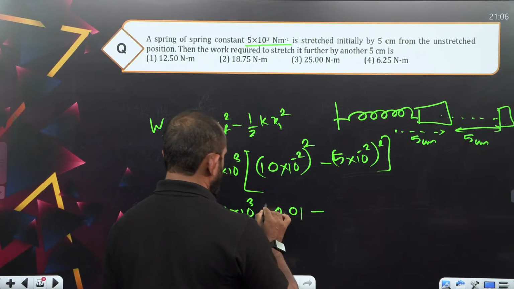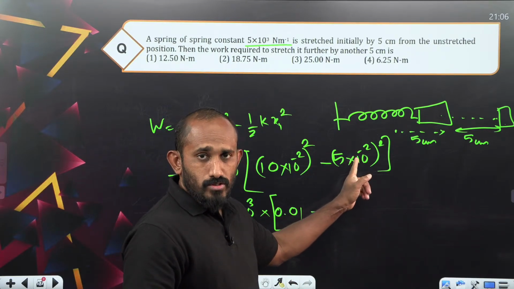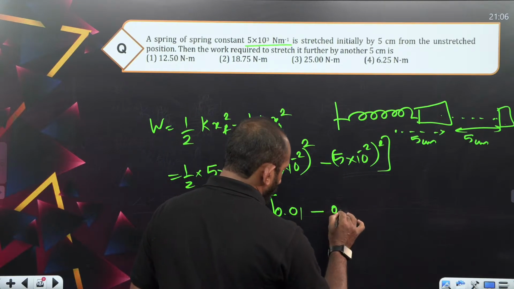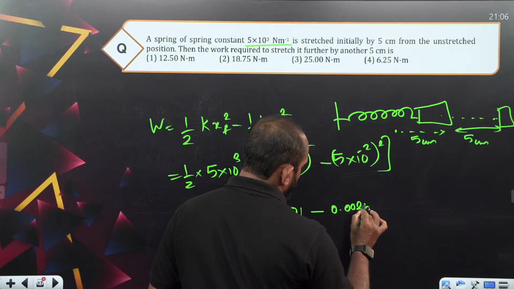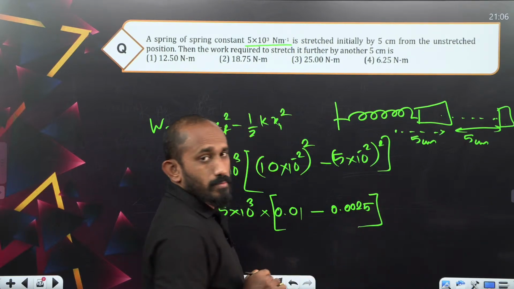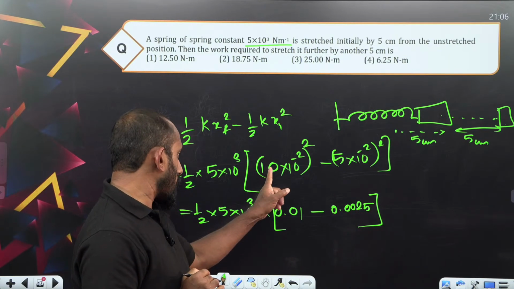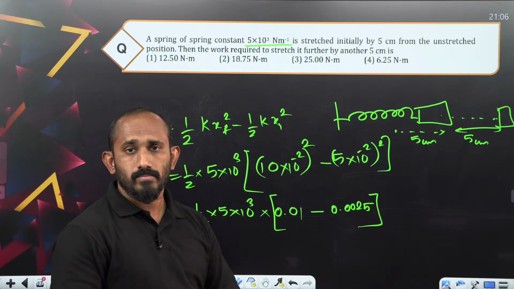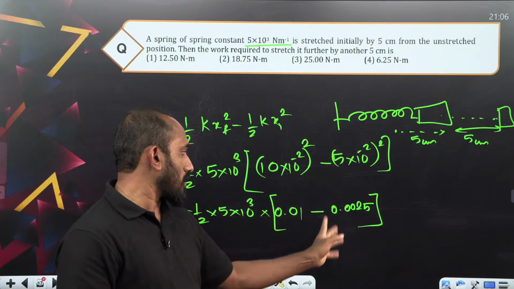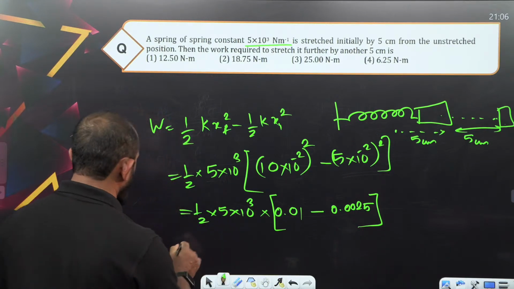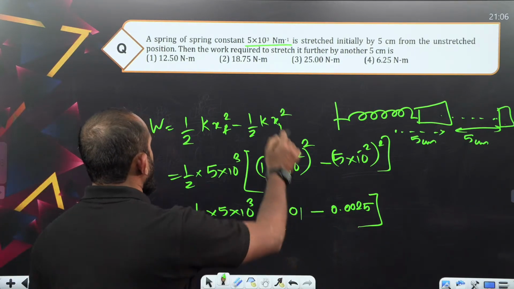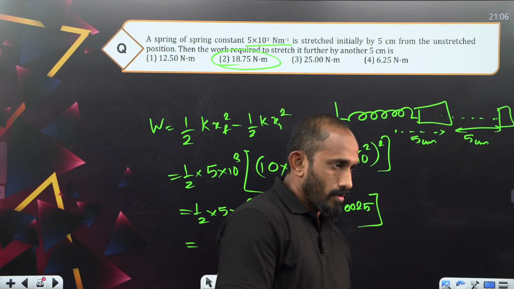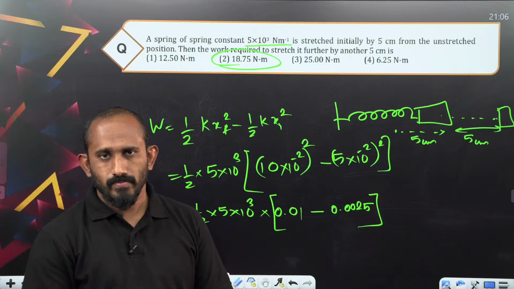Then minus of 5 into 10 to minus 2, the whole square we have to do. So 5 square is 25, so it will be 0.0025. So 0.1 square, then subtract 5 into 10 to minus 2 the whole square, 0.05 the whole square, that is 0.0025. Okay, if you solve this one, you will get almost equal to 18.75 Newton meter. Okay, correct answer. Great. Let's go to the next question.